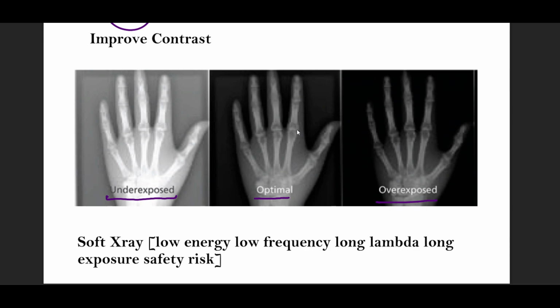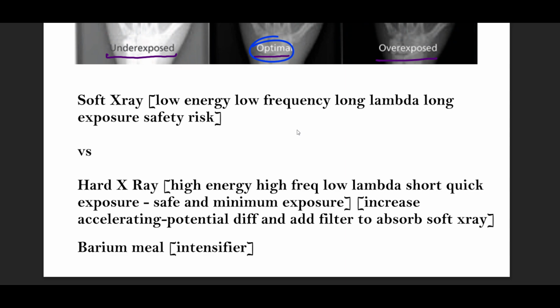So we want something that is optimal. We don't want underexposed, we don't want overexposed, because overexposure will be harmful. Underexposure will not be good enough for a medical technician to understand what's going on, right? So how do we do that? There are two terms, softness and hardness of X-ray. Now, soft X-rays are those X-rays which have low energy and low frequency.